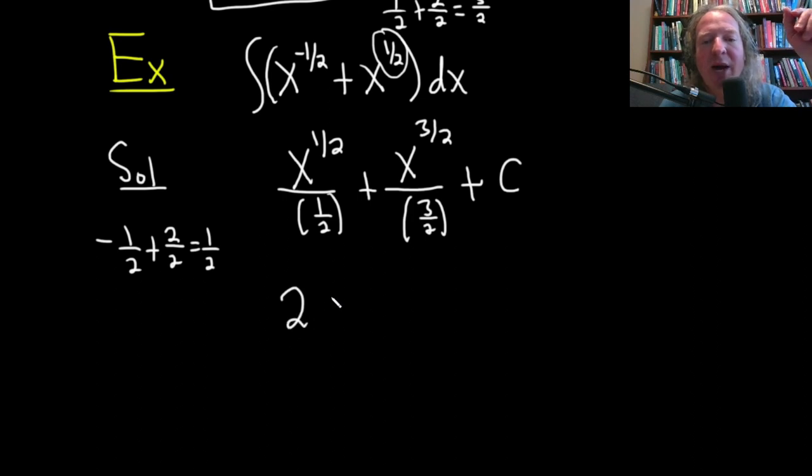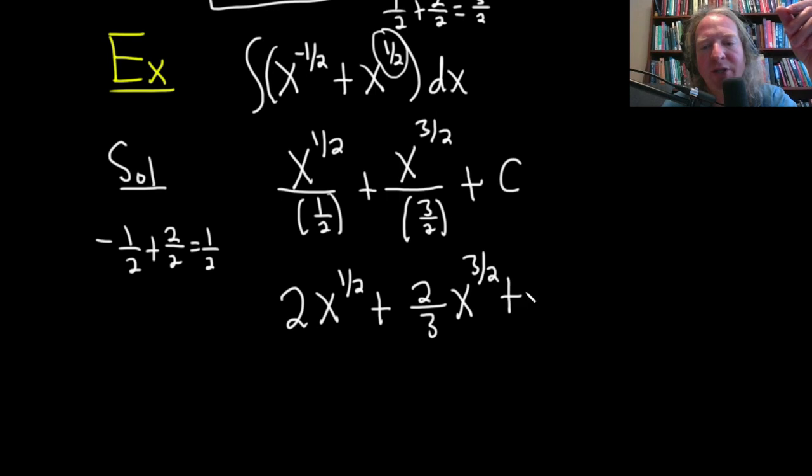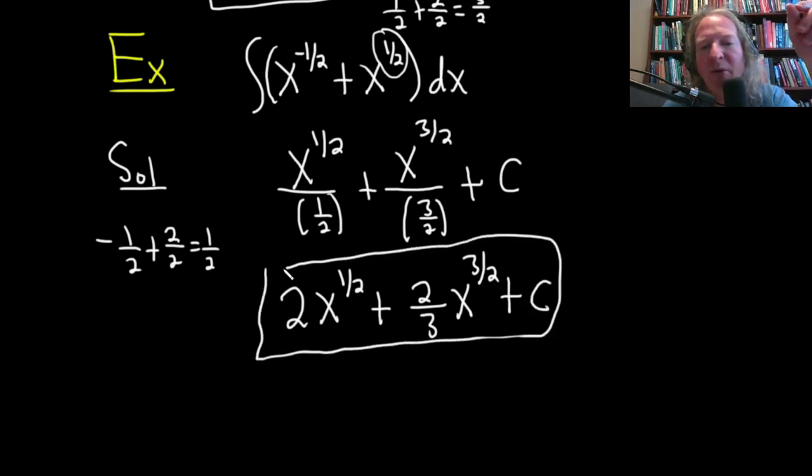So this will be 2x to the 1 half, which you can write as the square root of x, it's up to you, plus. And then dividing by 3 halves is the same thing as multiplying by 2 thirds. So this is 2 thirds x to the 3 halves plus c. So that would be an acceptable answer.